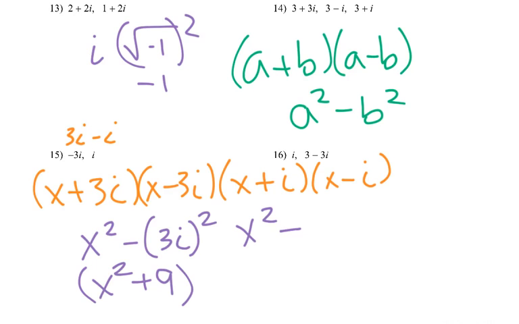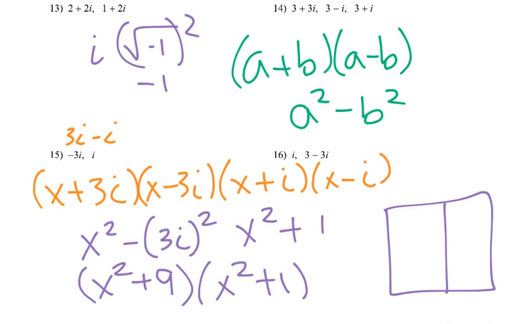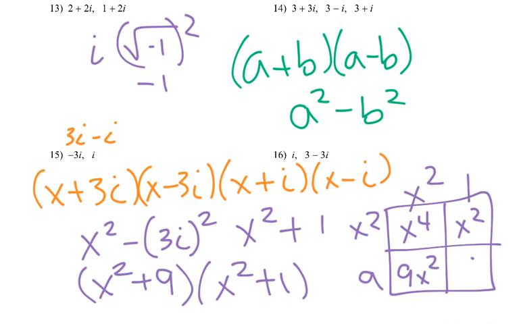This one we get x squared minus i squared. i squared being negative 1, so it would be plus 1. So I'd have x squared plus 1. So if I take this and go x squared plus 1, x squared plus 9, we get x to the 4th, x squared, 9x squared, and 9. So my answer to this one is x to the 4th plus 10x squared plus 9. Okay, so that one was a little bit easier just because we could use that shortcut.